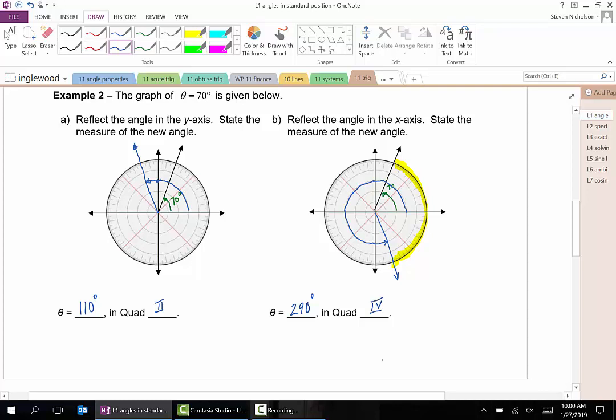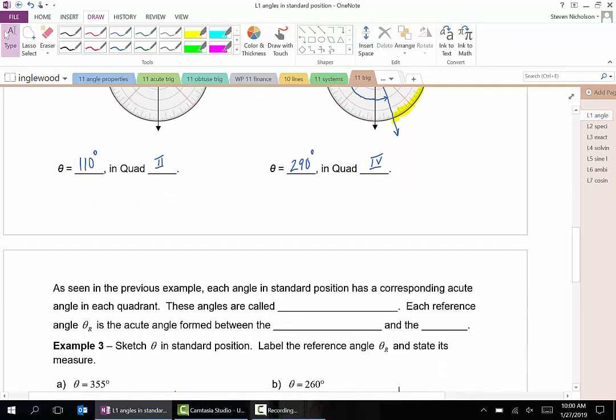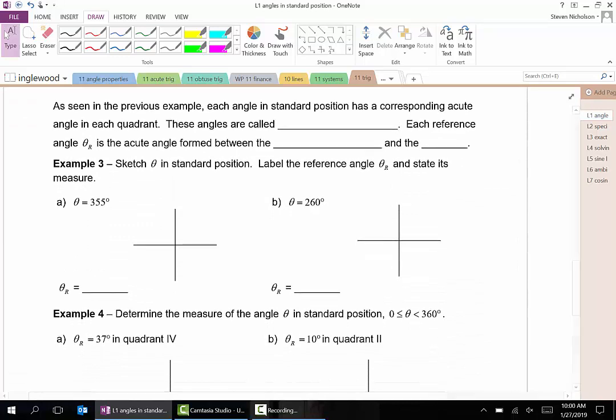So we want to be able to simply locate angles today, this lesson, and figure out what quadrant they're in, and that's going to be an important thing to be able to do. So again, this is called standard positioning. But as seen in the previous example, each angle in standard positioning has a corresponding acute angle.